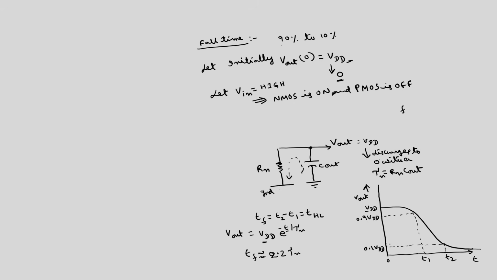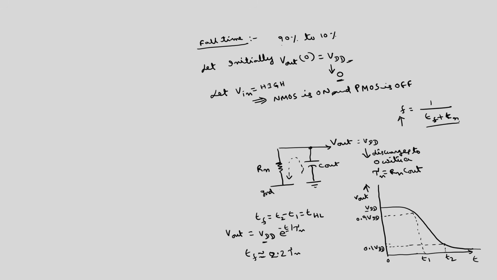Now, once you know the rise time and fall time, the frequency at which the MOSFET can operate is given as 1 by tF plus tR. In order to operate the MOSFET at higher speeds and higher frequencies, this sum should be less, meaning the time constant should be less. If the time constant is less, the speed of the CMOS circuit is more. Okay. There is another parameter called propagation delay.